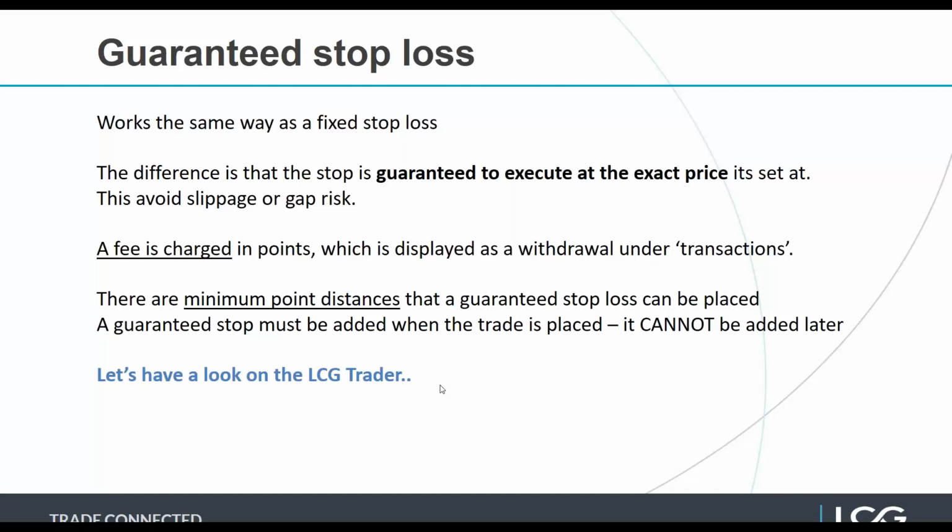So your order goes through, but by the time the market order comes to take place, the market's already moved to a different price. That's just all part and parcel of trading. You do tend to get a bit of slippage. Not so much with LCG because we do work with all the top liquidity providers, but certainly still a factor.